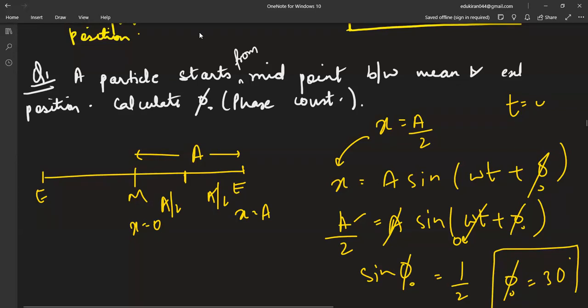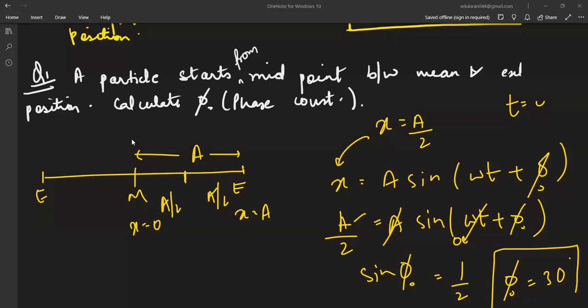It says the particle starts from the midpoint, right, ma'am? Then we could have taken a cos also, right? A particle starts from the midpoint between mean and extreme position. You have to calculate the phase constant. So x is equal to A sine omega t.